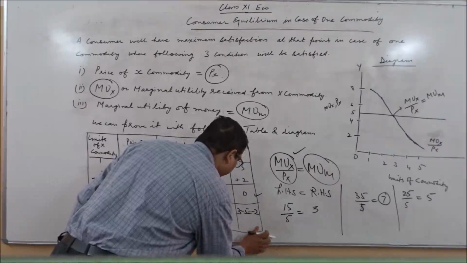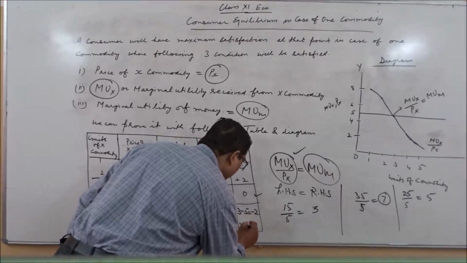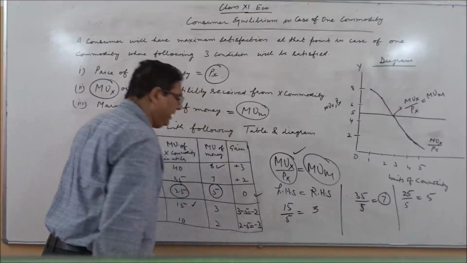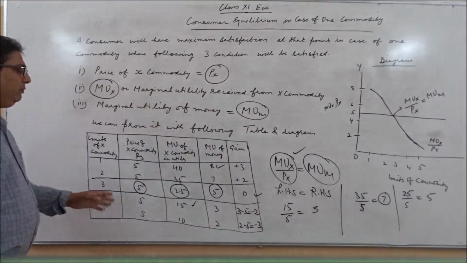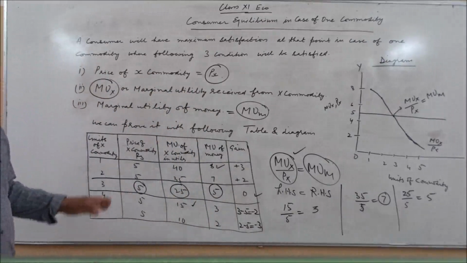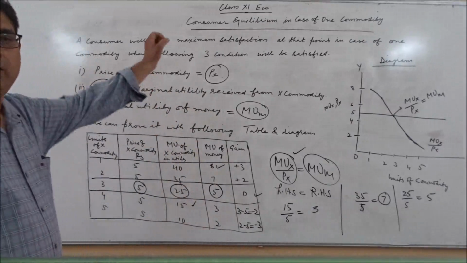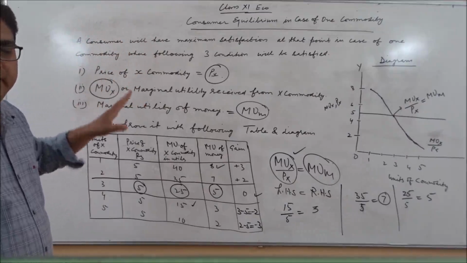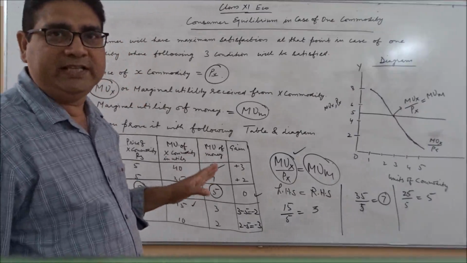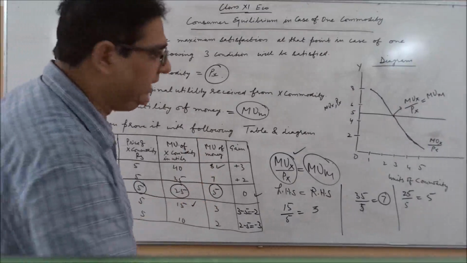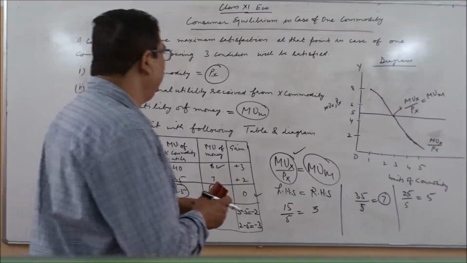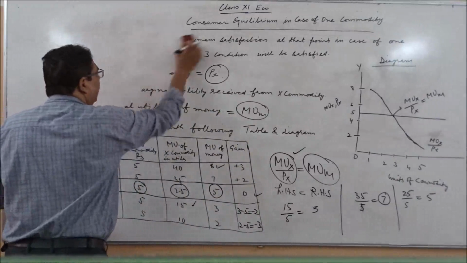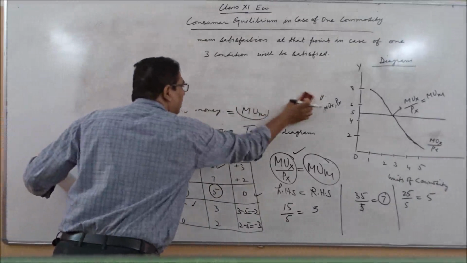In the same way, 2 minus 5 is equal to -3. So he will not purchase because he has lost. If he purchases only 3 units of the commodity after spending 15 rupees, then he is getting some profit or gain.